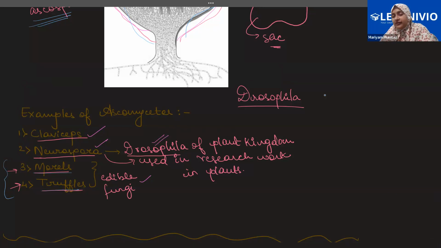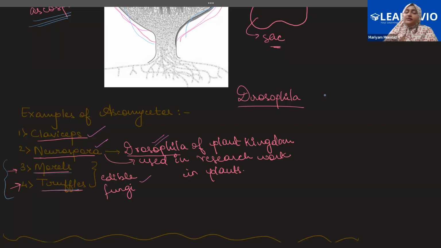See, Drosophila is an insect. It belongs to animal kingdom. And this insect is used for many scientific and research studies for zoology. And in the case of fungi, neurospora is used for studying. That is why neurospora is known as the Drosophila of plant kingdom. Clear?